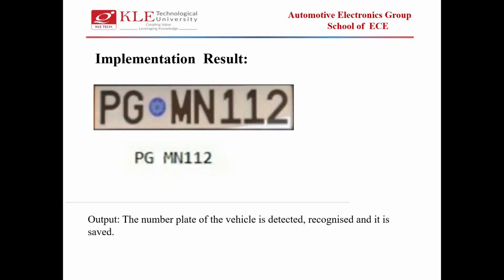So this is the final implementation result of the number plate detection. Finally, here our number plate is detected and it is recognized using optical character recognition. We can see that the characters are recognized and they are saved. The number plate of the vehicle is detected, recognized, and saved.